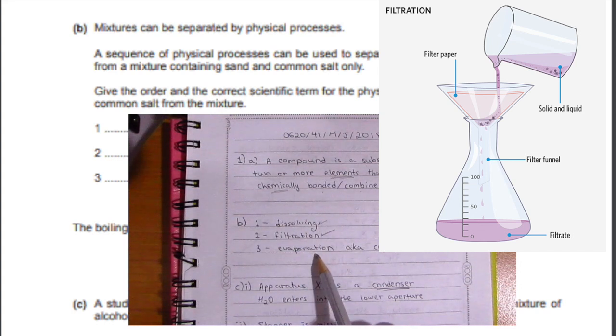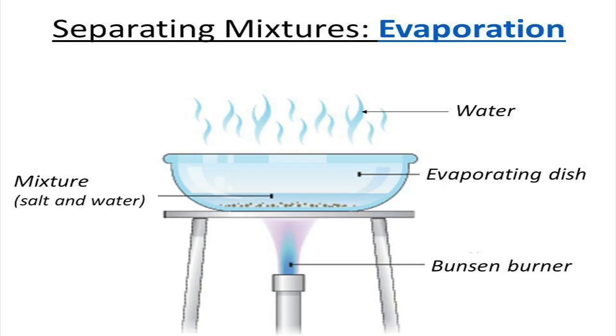Now you have the filtrate. Now what you can do in order to get the salt, or the sodium chloride, from the water is to simply evaporate it. Another word for it is crystallization. You can leave it out in the open and it can evaporate on its own, or you can speed it up by placing a Bunsen burner underneath and just heating it up, like the apparatus shown there. Then the water evaporates and you're just left with the salt on its own.